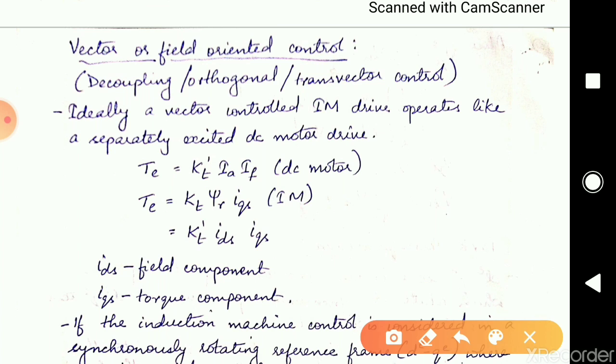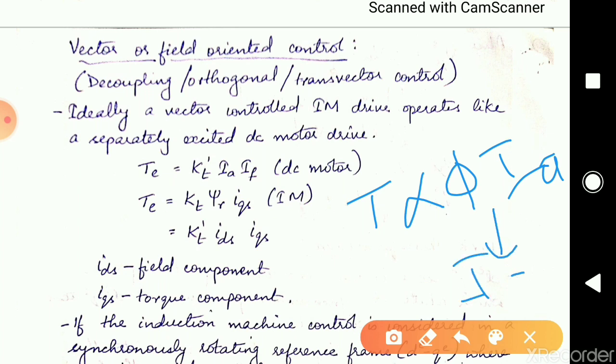Now, in the case of a DC motor, we already know that the torque is proportional to flux into armature current, where the flux is proportional to the field current IF. So that equation is written as the first equation over here. Torque is equal to Kt dash Ia IF, where Kt dash is just a constant because you are removing the proportionality sign.